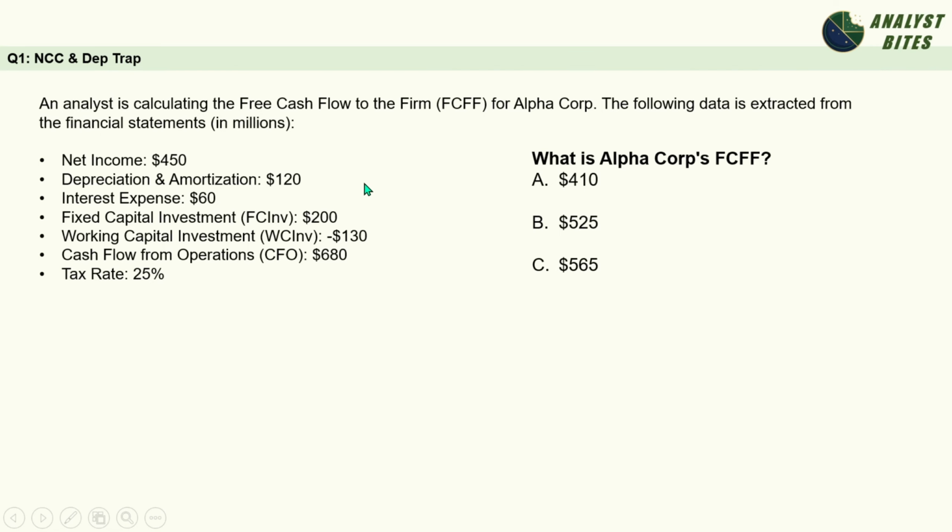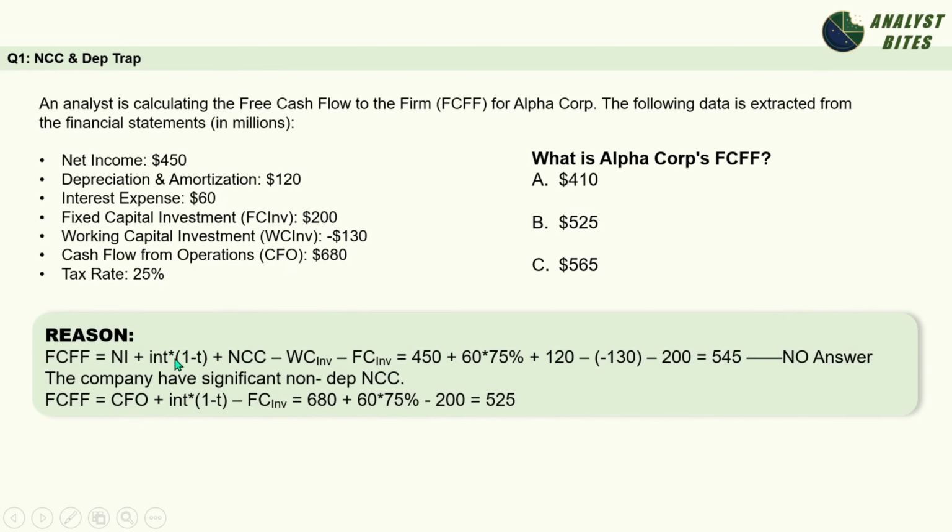Let's try it from net income. Because the question only explicitly gives depreciation, many students will just assume the only NCC is depreciation. But if you calculate FCFF using net income plus depreciation, you get 545. Look at the choices. That answer isn't even there. Why? Because the question secretly hides other NCC items. Adding only depreciation doesn't give you the full NCC, so your math will be wrong.